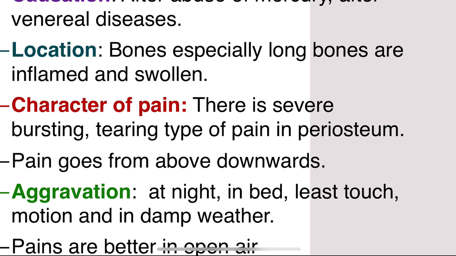So far, what are the types of pains we saw? Generally, there is violent pain and violent itching. In the headache, we saw tearing and boring pain. Here in the extremities, there is tearing and bursting pain. The pain goes from above downwards. The complaints are aggravated at night in bed, from the least touch, motion and damp weather. So we see the modalities repeating here.